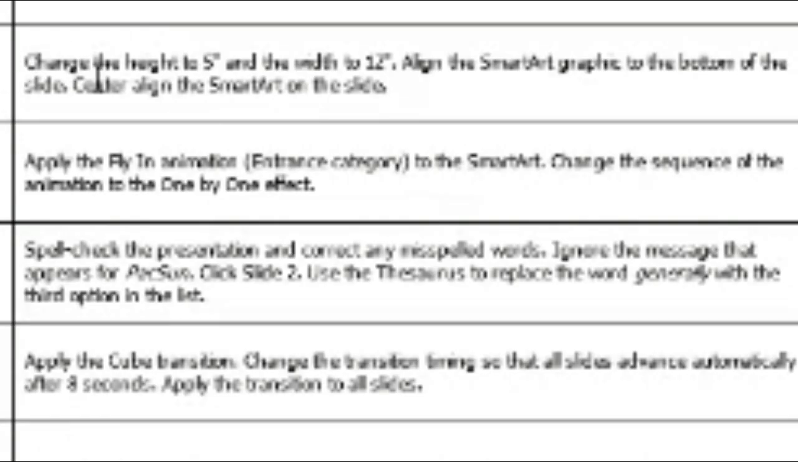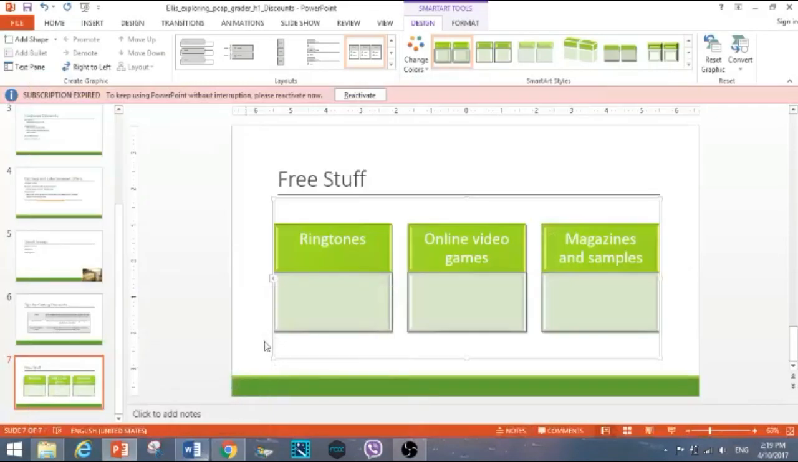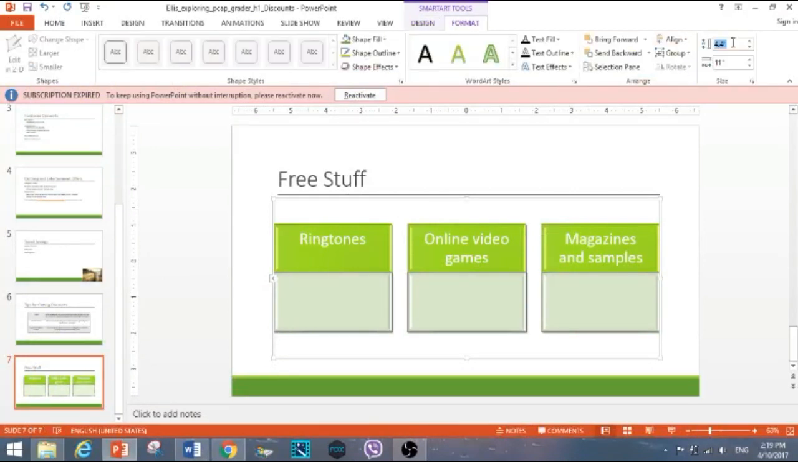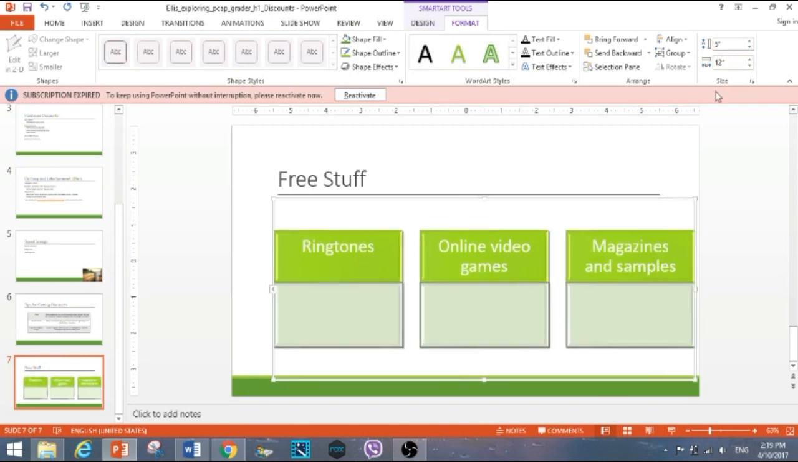Once you do that, we're going to change the height to 5 inch and the width to 12 inch. Align the smart art graphics to the bottom of the slide and center align the smart art on the slide. So we're going to change the height to 5 and width to 12. I'm going to go right here, change the height to 5 and the width to 12. I probably should have typed it in manually, but it doesn't matter.